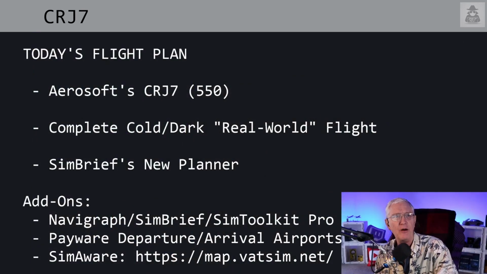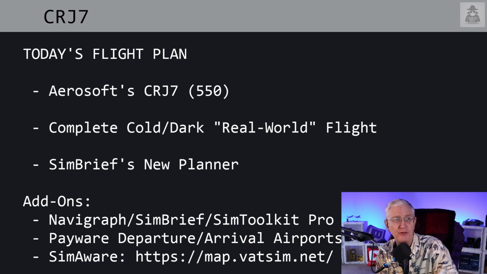This is the Aerosoft CRJ. I'm actually flying the 550 version of this airplane. This is a complete and cold and dark flight that is shadowing a real-world flight, by the way. And we're going to focus a little bit on SimBrief's new planning interface too.